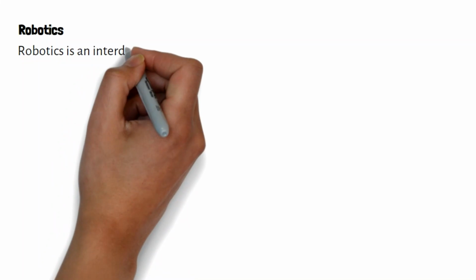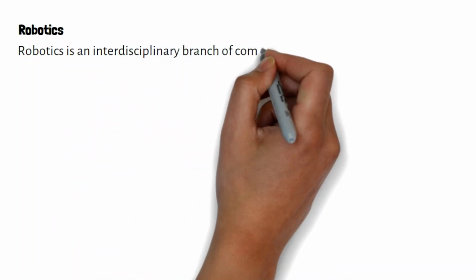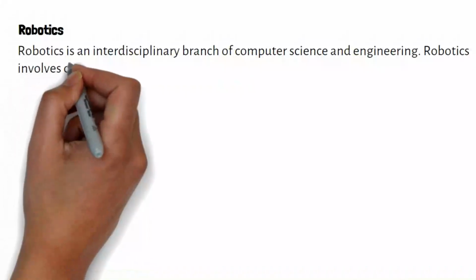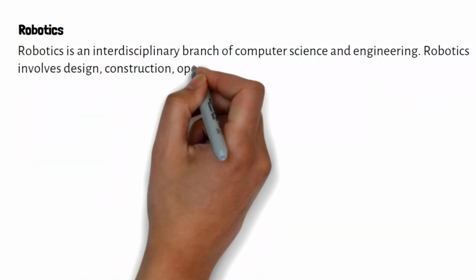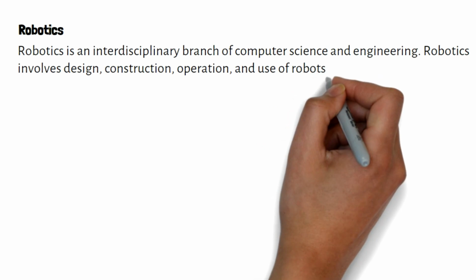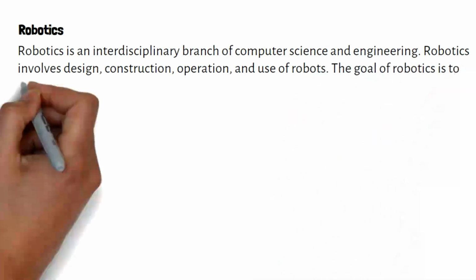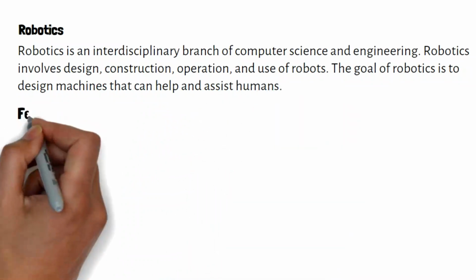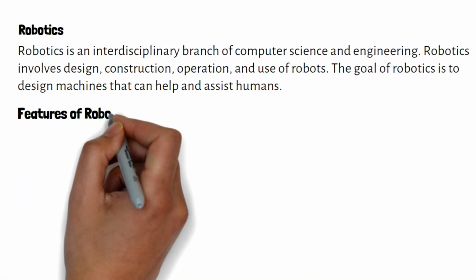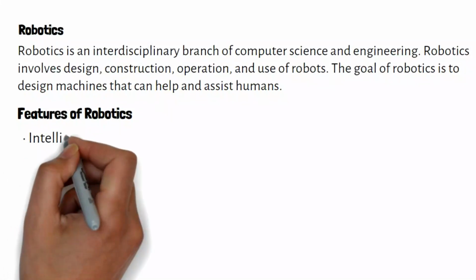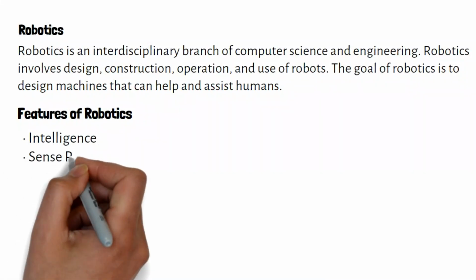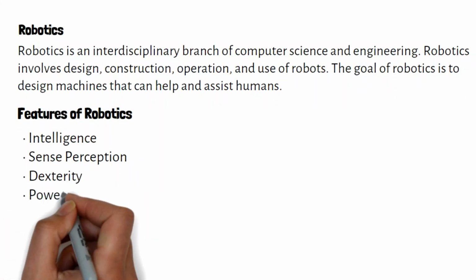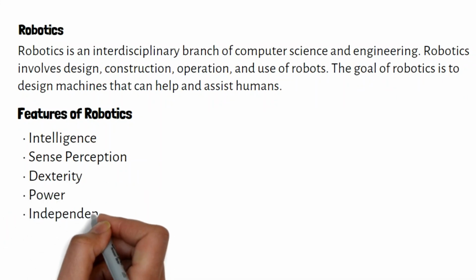Robotics. Robotics is an interdisciplinary branch of computer science and engineering. Robotics involves design, construction, operation, and use of robots. The goal of robotics is to design machines that can help and assist humans. Features of robotics. Intelligence. Sense perception. Dexterity. Power. Independence.